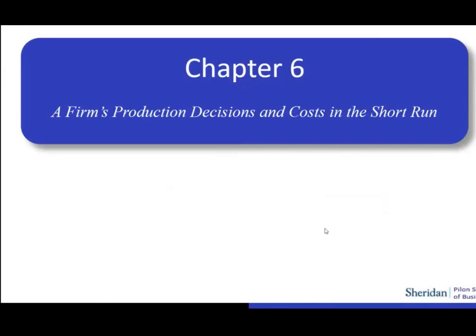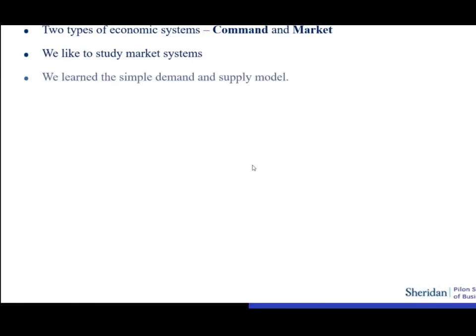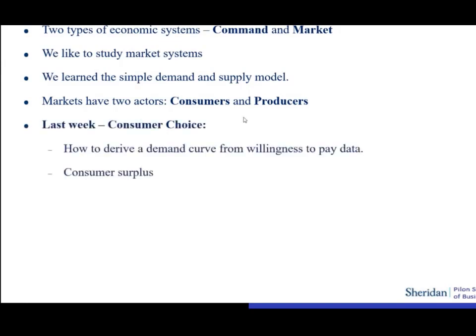Okay, so let's talk about costs. Let's do a little bit of a recap. We learned that there were two types of economic systems, command and market systems. We like to study market systems. We learned the simple demand and supply model. Markets have two actors, we know: the consumers and producers. They voluntarily trade with one another, and we get equilibrium price and quantity.